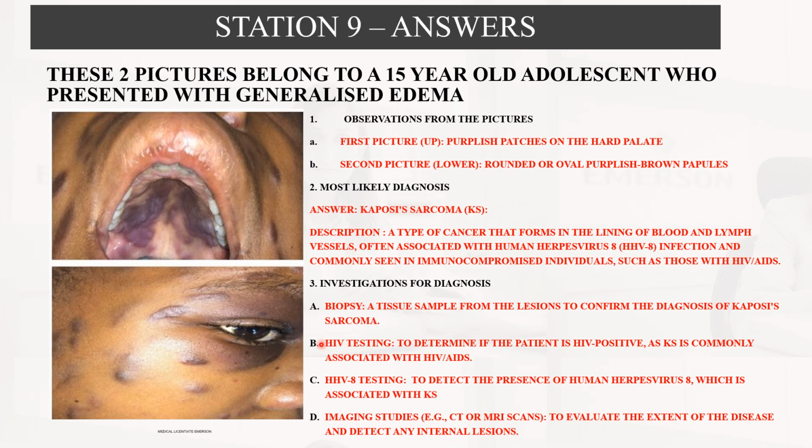Then the other investigation you can do is HIV testing, where I have to determine if the patient is HIV positive, since we said Kaposi sarcoma is commonly associated with HIV/AIDS. Then you can also do HHV8, which is human herpes virus type 8 testing, to detect the presence of HHV8, which is associated with Kaposi sarcoma. Then you can also do imaging studies such as the CT or MRI scans to evaluate the extent of the disease and detect any internal lesions. Okay, those are the investigations, so they are already 4. So let's move on.